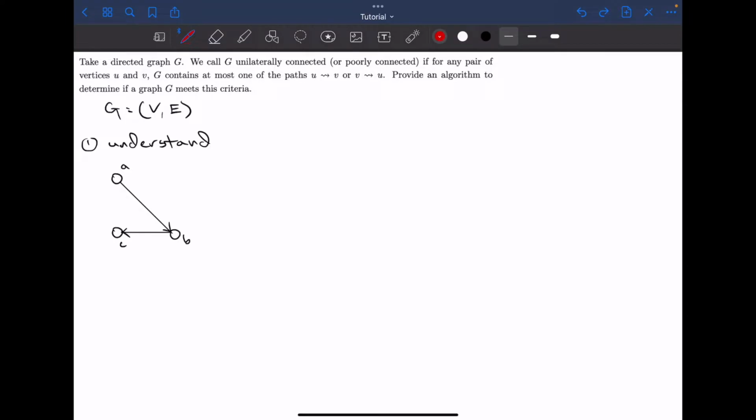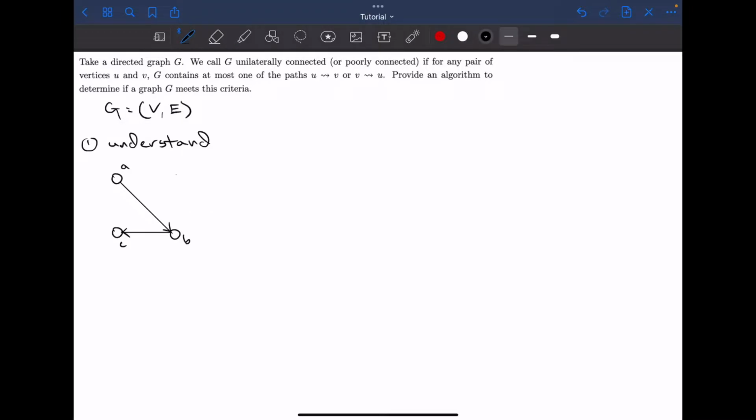Notice it's okay also for us to choose two vertices that have no paths between them at all. So we can take A and D. There's no path from A to D and no path from D to A, which is okay. It's okay for there to be no paths between two vertices. It's still considered poorly connected.